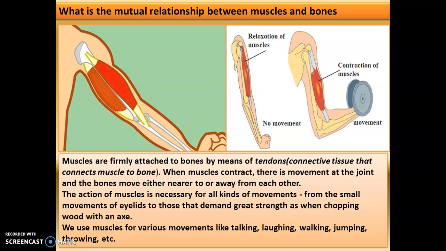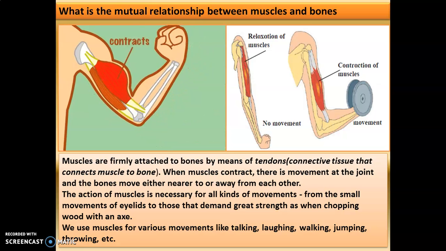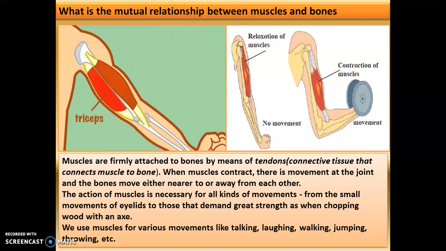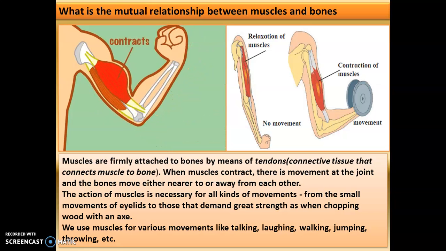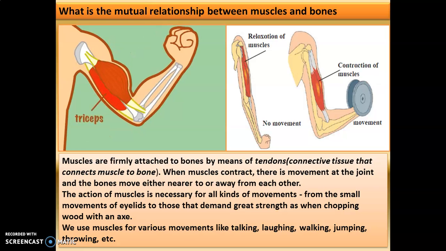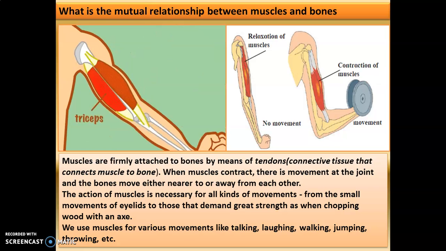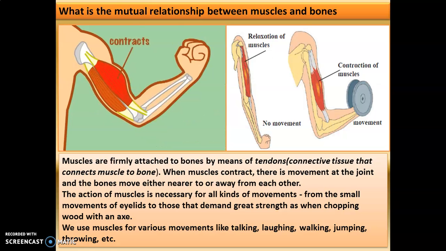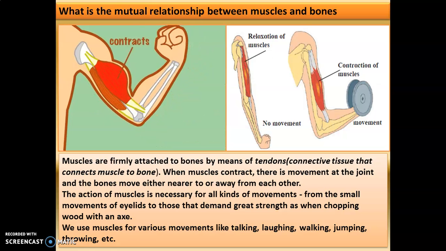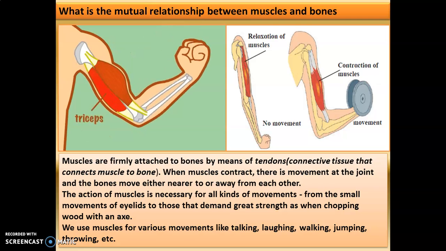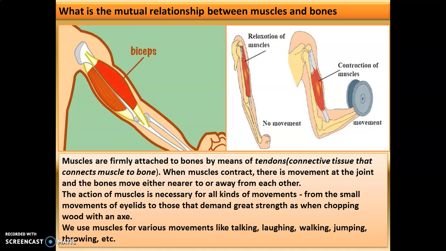So any movement, any small movement we want to do, the action of muscle is required. Even when you are watching the video, you are seeing your textbook. When you turn the pages of your textbook, muscles are involved. And when you move your eyelids, muscles are involved in that also. So basically for all the actions of our body, the movement of muscle is very important. And how is it done? By contraction and by relaxation.